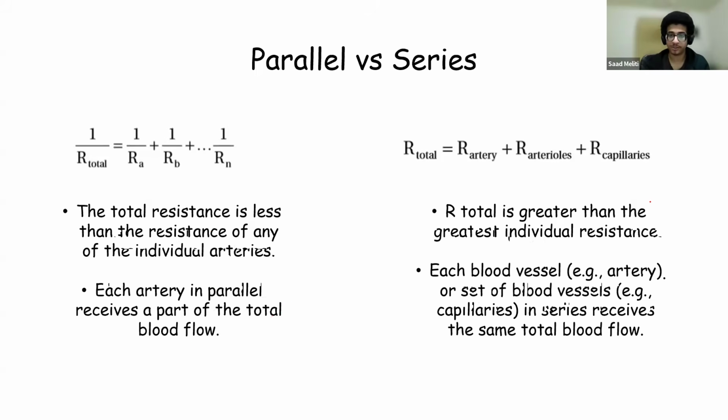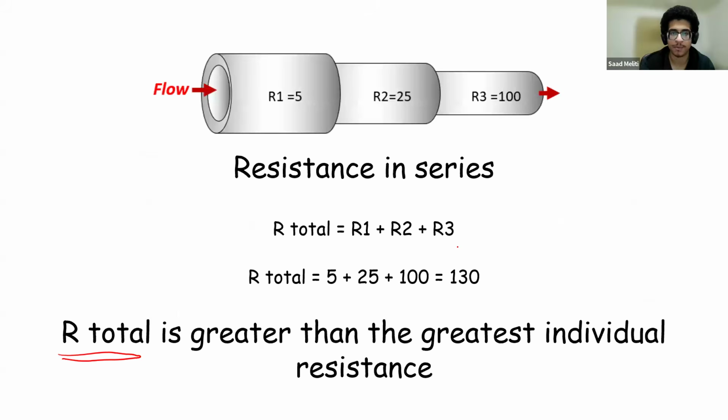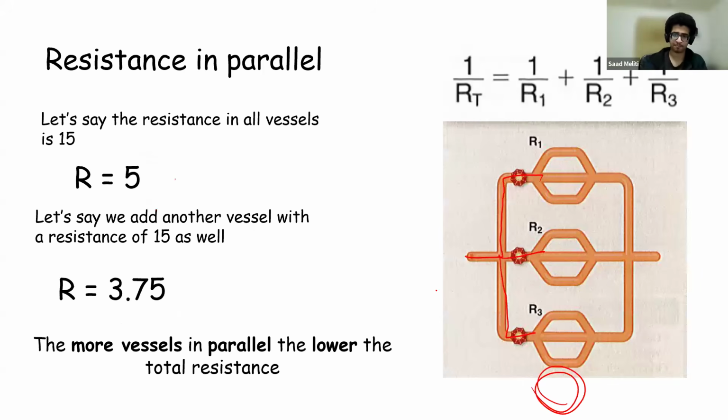Now we move on to the series. Like we said before, the total resistance is always greater than the greatest individual resistance, okay? So like the example way back here, with 100, the total resistance is always going to be higher. Even if the resistance here was 1,000, we're just going to get 1,030. But the total resistance is always going to be higher, okay?